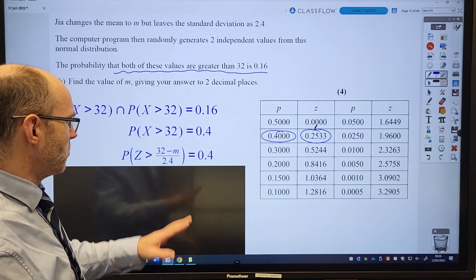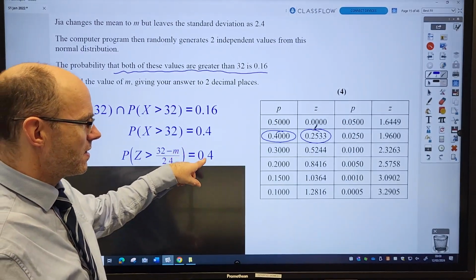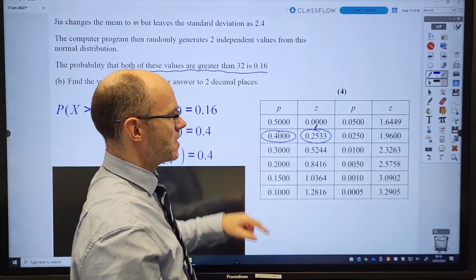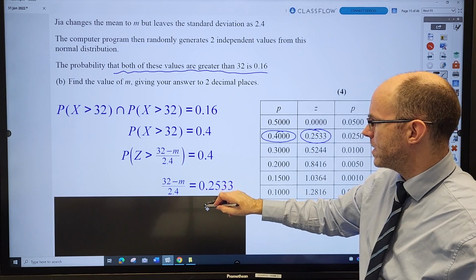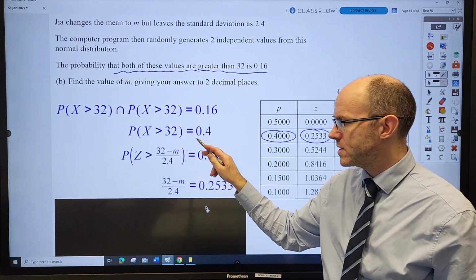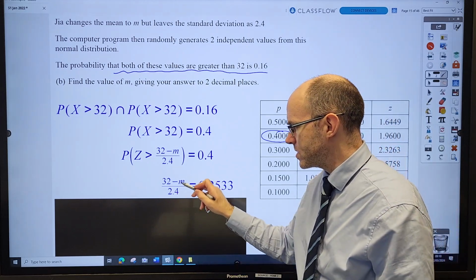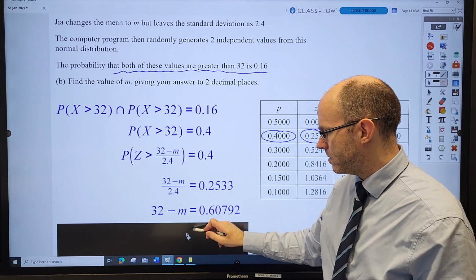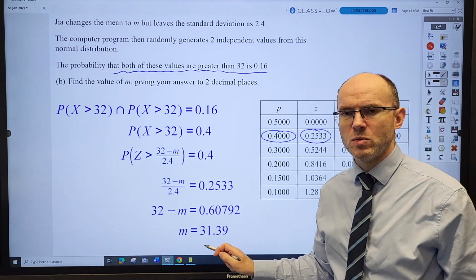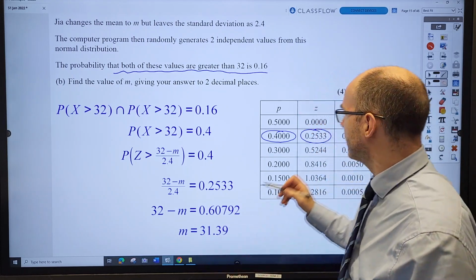And it operates on when you've got a probability Z is greater than this amount is 0.4, and then we can use the points table. So it corresponds to 0.2533. So what that means is that this (32 minus m) over 2.4 is 0.2533. Then we just rearrange that and work out what m is. So multiply by 2.4 and then make m the subject, you should get 31.39. It's 2 decimal places. Okay.